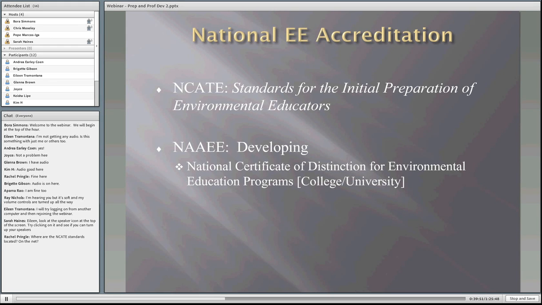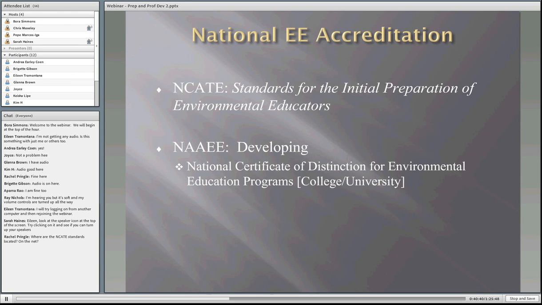So our notion was, why not use all of the work that has gone into the guidelines and into the NCATE standards development process, and why not develop a national certificate of distinction for environmental education programs that would be separate from NCATE. So a program such as Chris's program might be able to apply because her university is not an NCATE institution. So we as NAAE might be able to then recognize her program for the excellence and the work that they're doing.